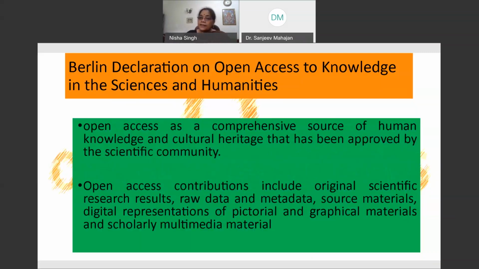Then open access, as they further said, is a comprehensive source of human knowledge. All the cultural legacy we have, all the cultural heritage we have, whatever is there, that should be available to everyone. That should be open access. And open access contribution should include original scientific research results. As we say, it is not that what we are giving in open access is substandard.